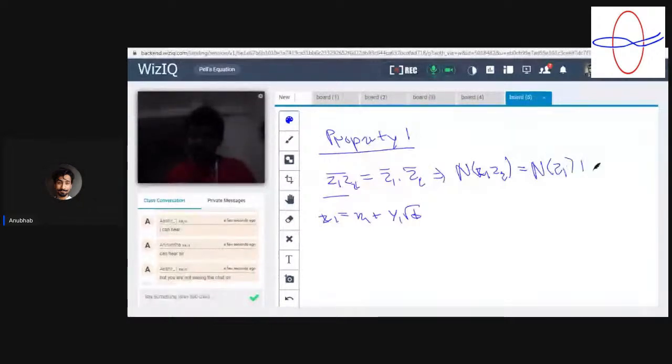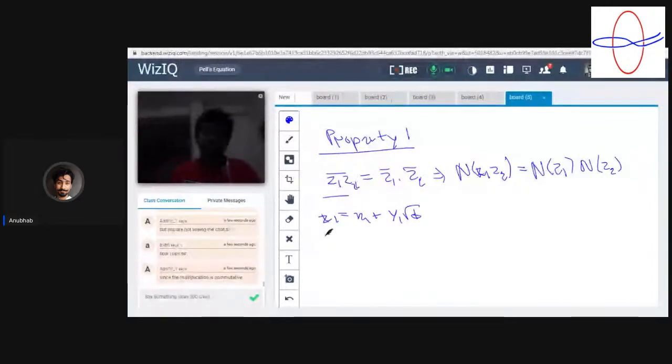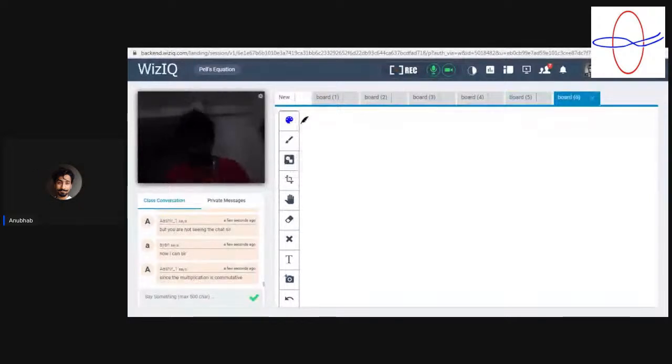These are all easy to check things. You can easily check it directly from the definition, so I'm not going to prove this to you. You can keep it as an exercise. So we found some nice properties of norm and conjugation. And now, with this knowledge, let's get back to Pell's equation.